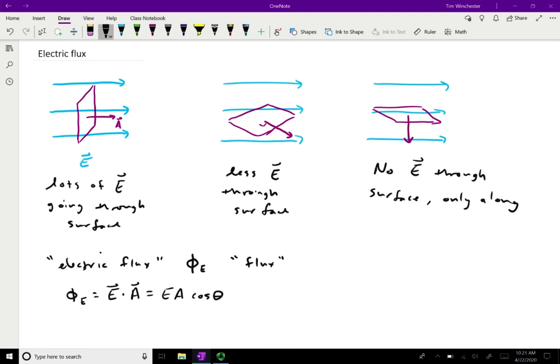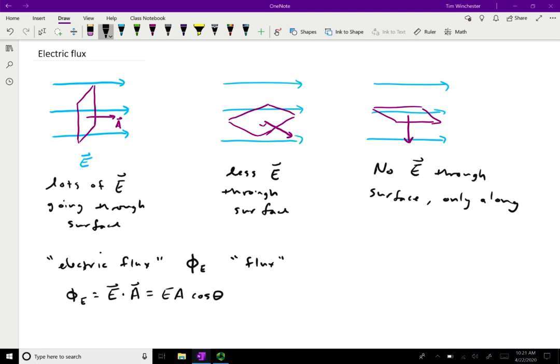Okay, so if E and A are in the same direction, like in the first case, then we have a large flux. If they are at some angle, then they have a smaller flux. If they're perpendicular to each other, that means the electric field's going along the surface rather than through it, and we get a flux of zero. Okay, so we can interpret this as the amount of electric field going through the surface.